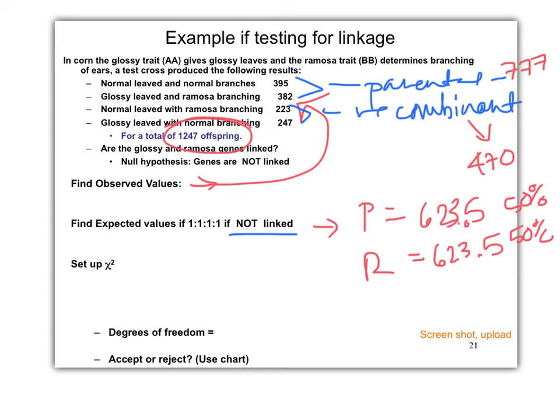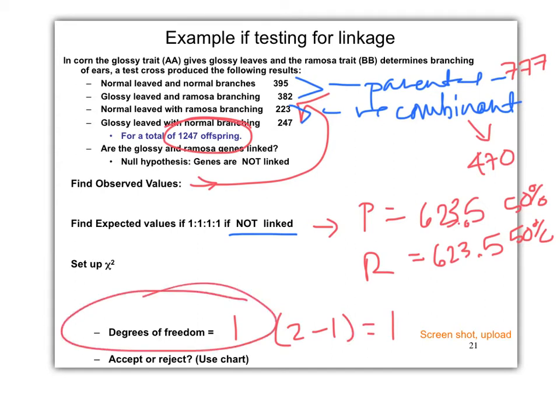Okay, we're grouped into the two classes because degrees of freedom is 1. Number of classes minus 1 equals degrees of freedom. We always, always, always use one degree of freedom for the chi-square when we're testing for linkage. Okay?